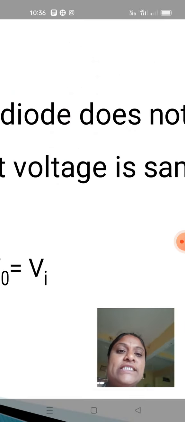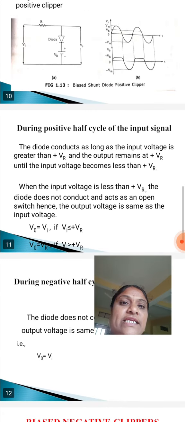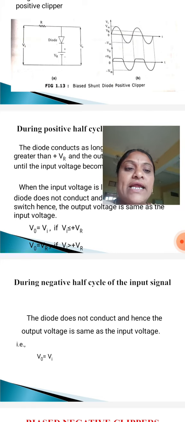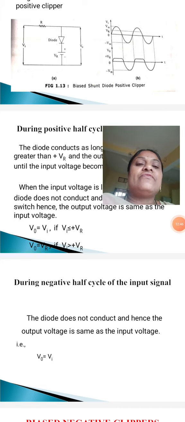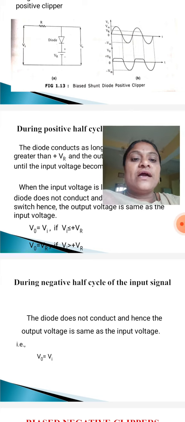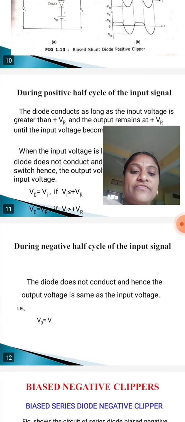Okay, next, during the negative half cycle of the input signal, the diode does not conduct, and hence the output voltage is the same as the input voltage, therefore V0 is equal to Vi. So the output waveform in the negative half cycle appears the same as the input waveform.